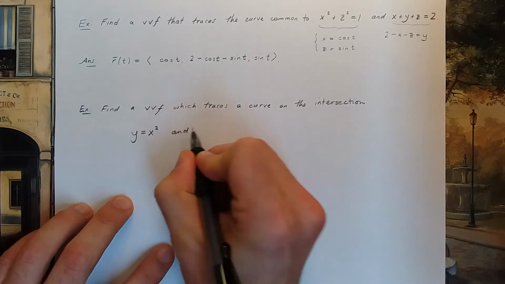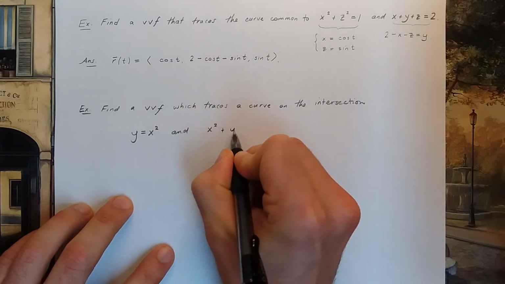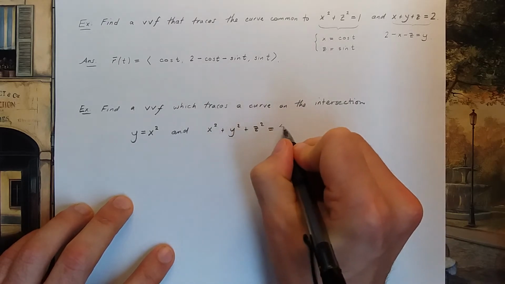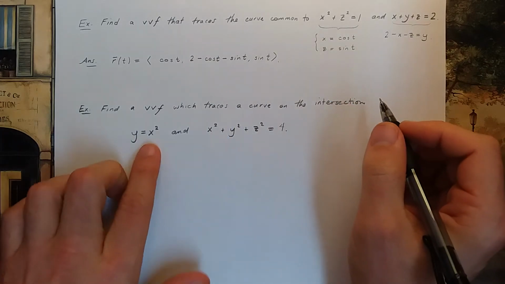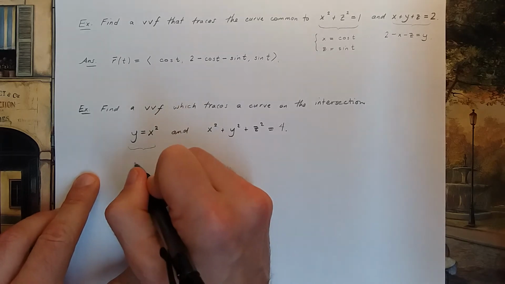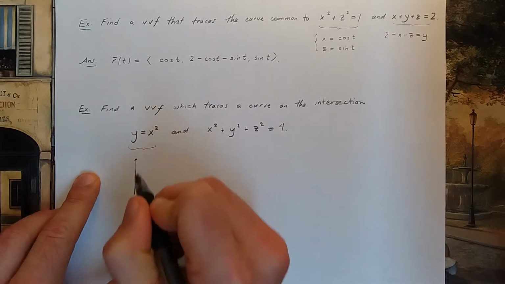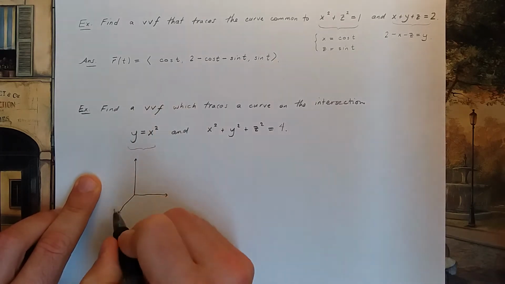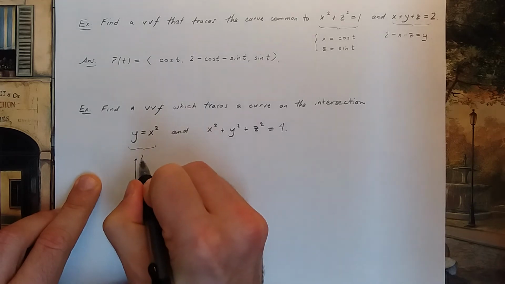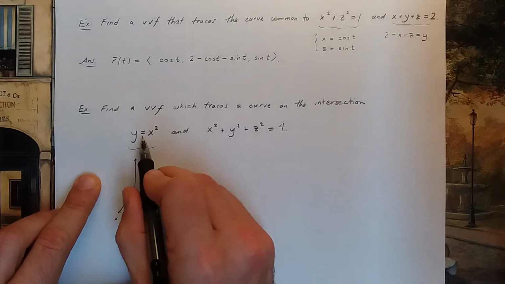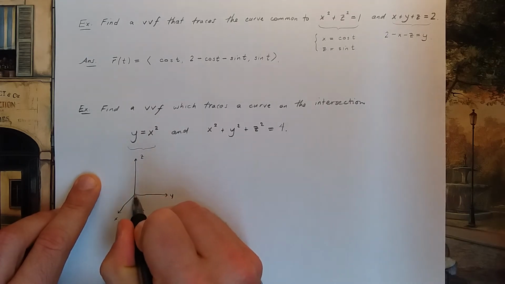And x squared plus y squared plus z squared equals 4. Now, this in R3 is the following. So let me try to sketch in R3 what this might look like. So here's the x, y, and z axes. In the xy plane, I have a parabola. So the parabola comes like this in the xy plane.